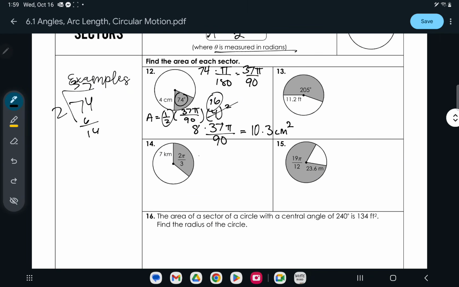Let's do this one. Area is 1/2 theta in radians. We're already in radians. Times r squared. These 2's will cancel out. So I'm left with pi over 3 times 49. So 49 pi over 3, which as a decimal will be 51.3. Units is in kilometers, so kilometers squared.